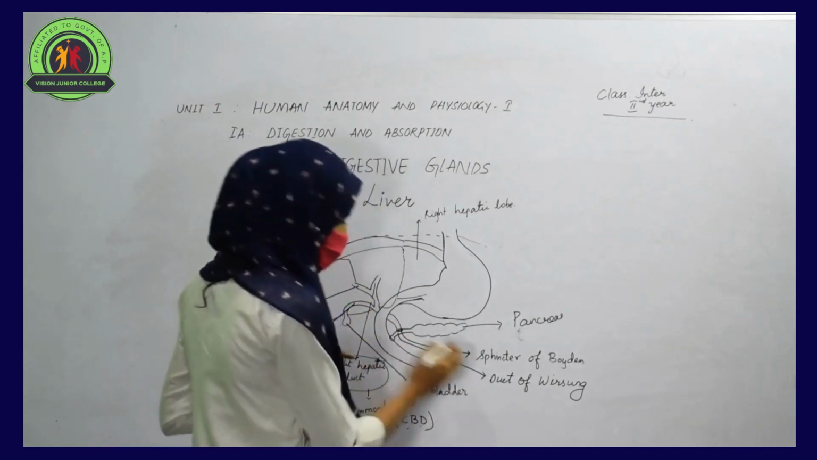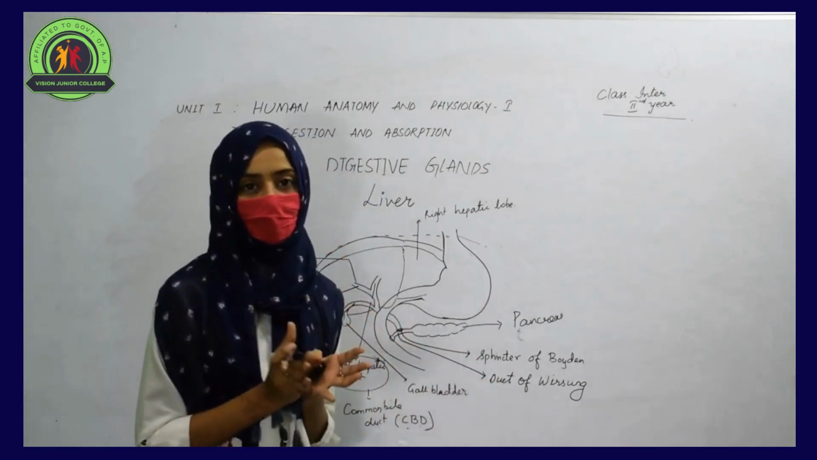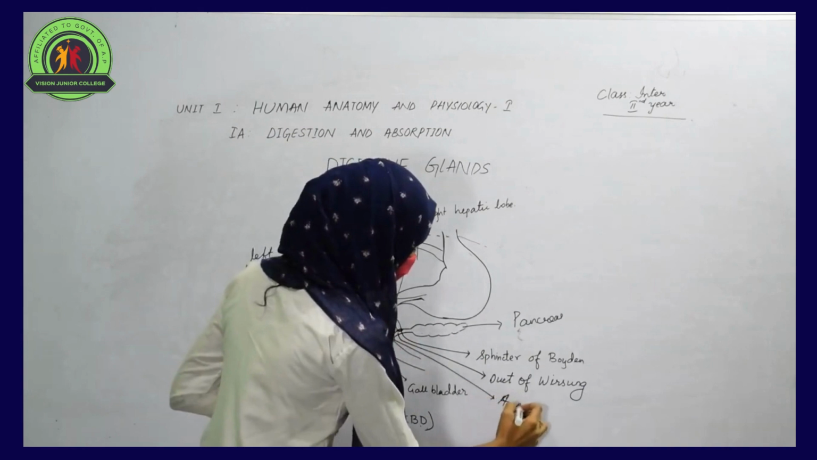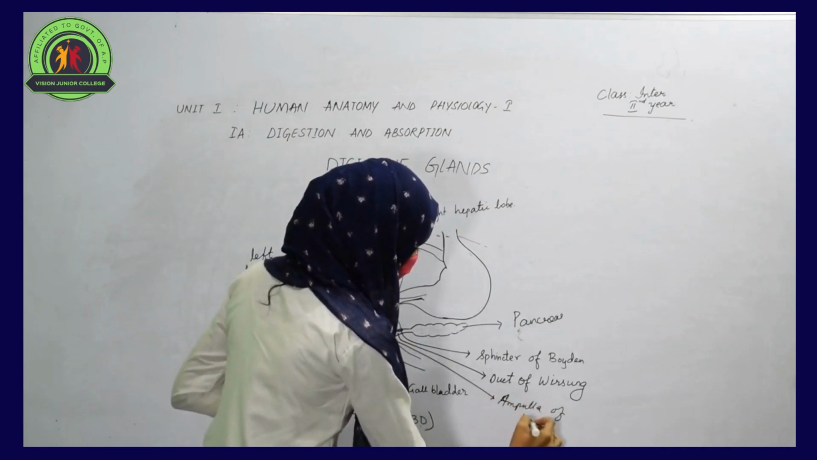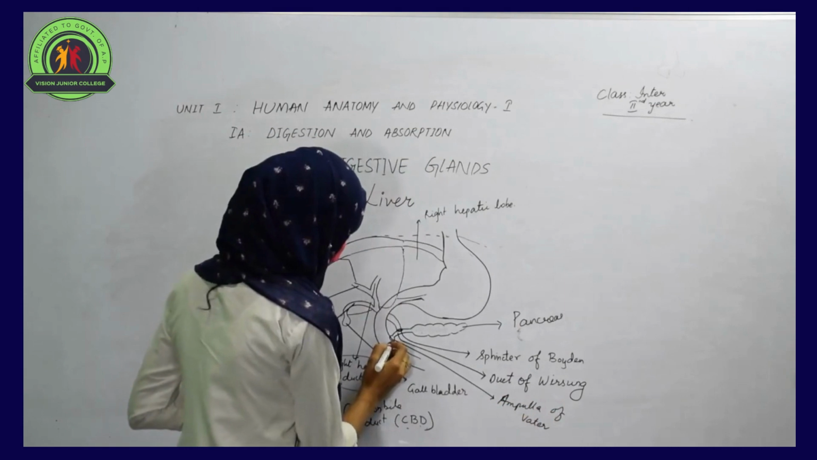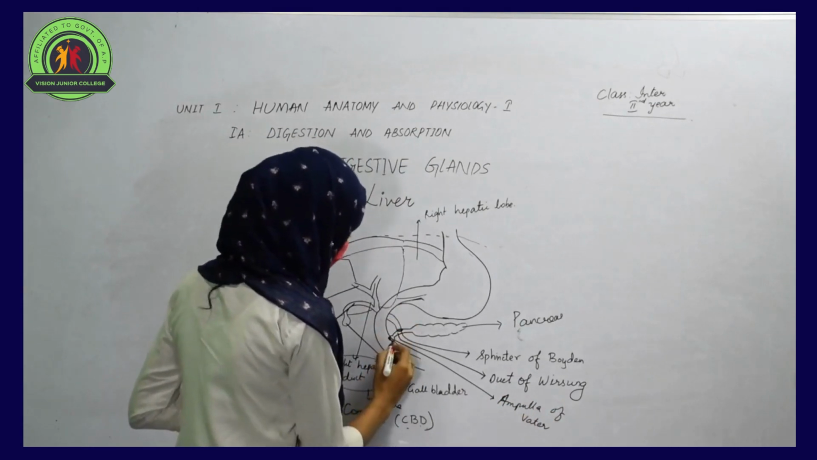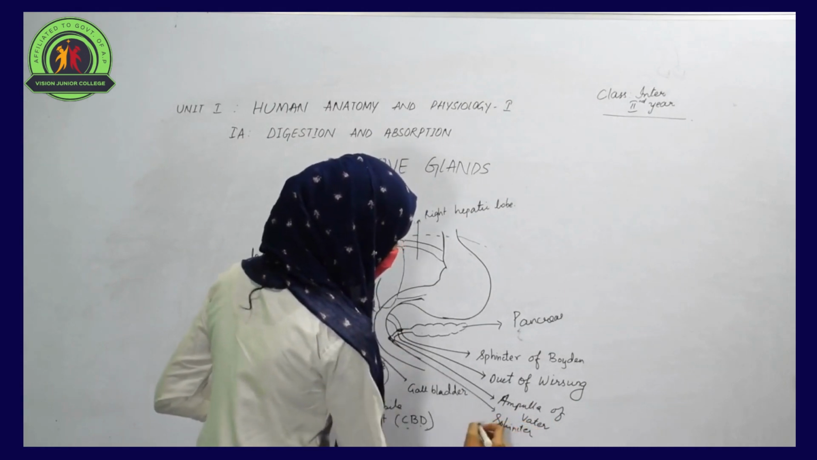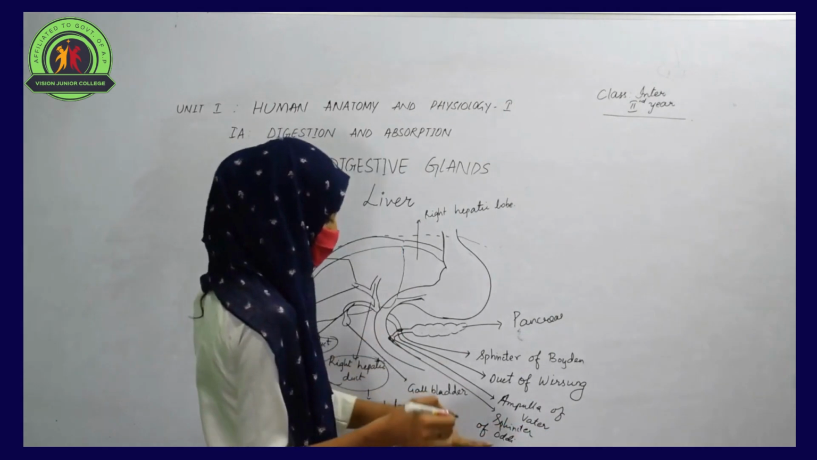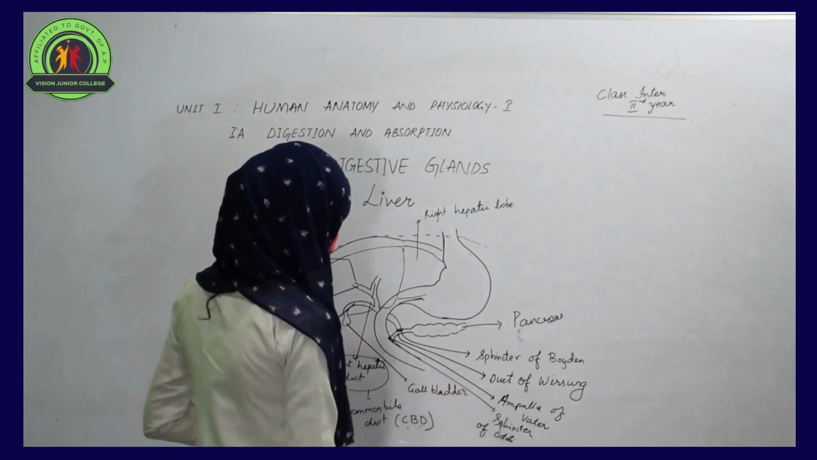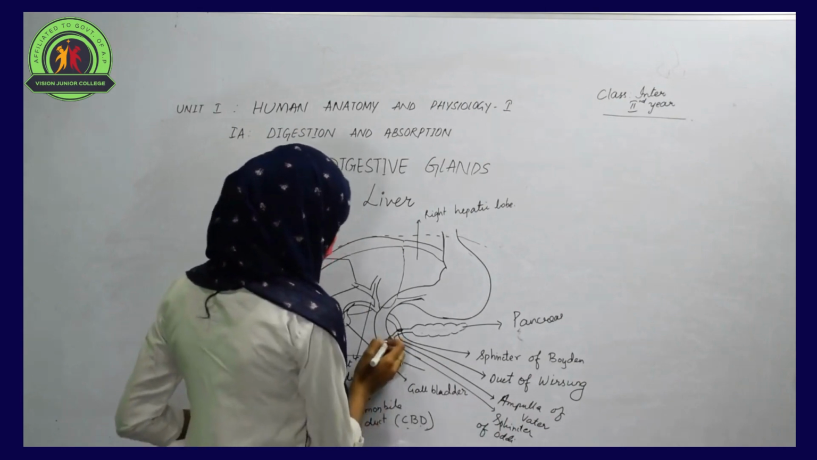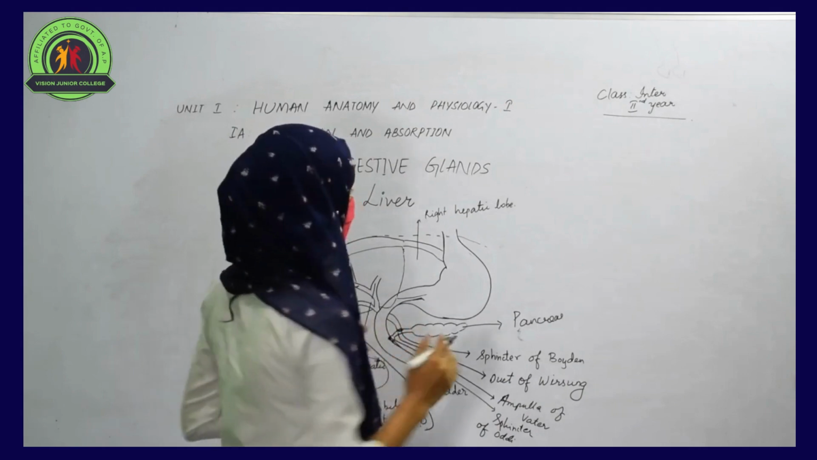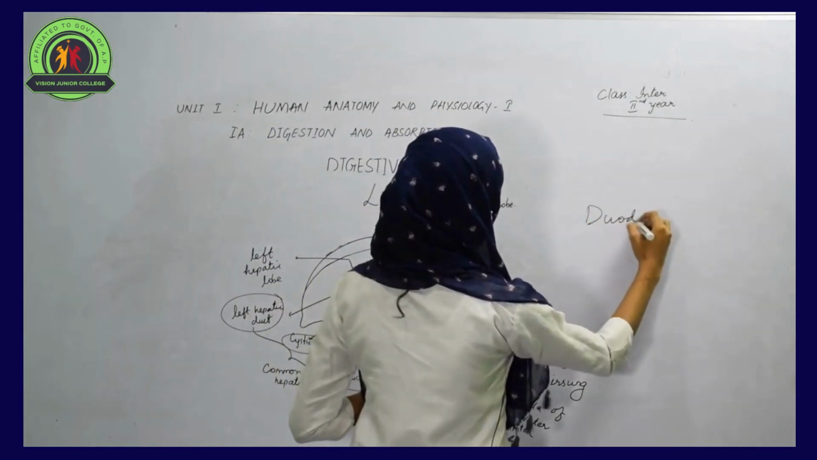Now at the end of this duct some swelling is present. That swelling part is called the ampulla of Vater, and at the end you can see the presence of a sphincter again. This duct also shows the presence of a sphincter, and we call this sphincter the sphincter of Oddi. This sphincter of Oddi opens into the first part of the small intestine, that is the duodenum.